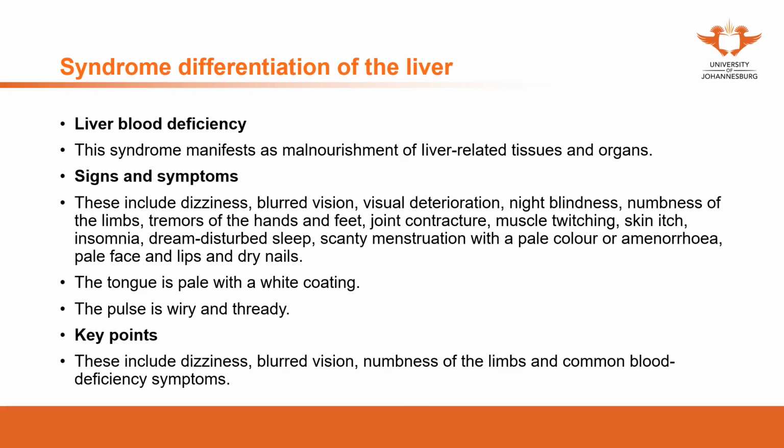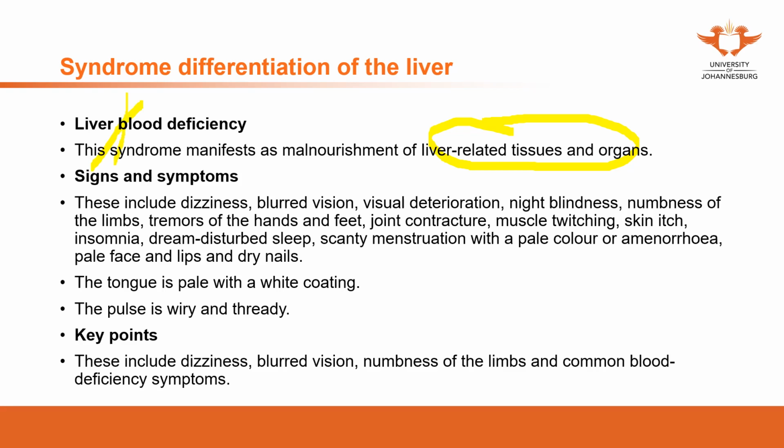The first one, the liver blood deficiency. This syndrome manifests as malnourishment of liver-related tissues and organs, such as the ligaments, the eyes, the orifice. Again, similar to the previous syndromes, we're going to separate them. The liver and the blood deficiency.